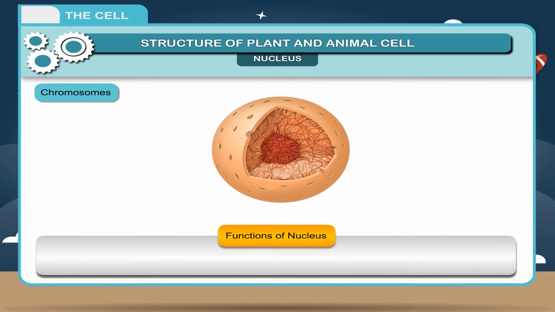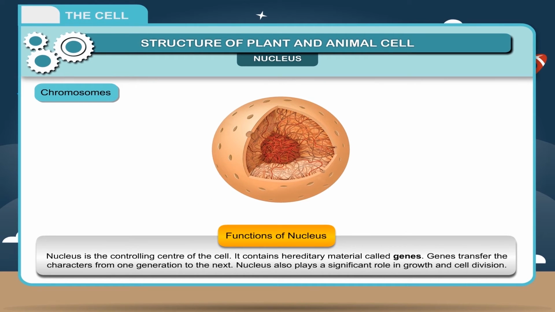Functions of nucleus. The nucleus is the controlling center of the cell. It contains hereditary material called genes. Genes transfer the characters from one generation to the next. The nucleus also plays a significant role in growth and cell division.